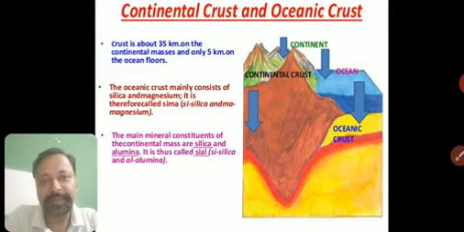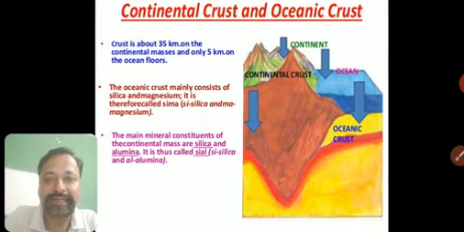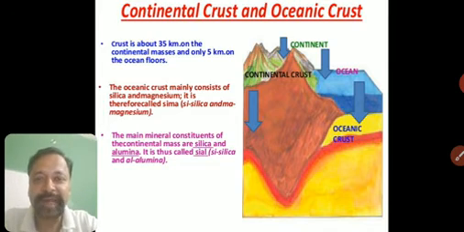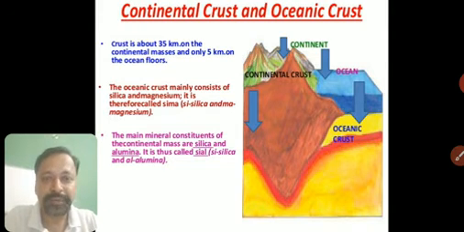So the answer will be, sir, because the continental crust consists of minerals like silica and aluminium. So if you take the two starting letters, it forms SiAl, Sial. So we call it Sial. I hope it's very clear to you.